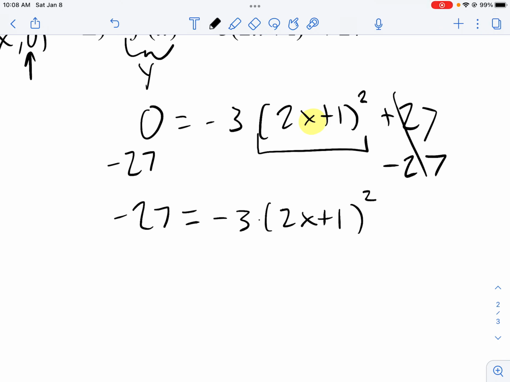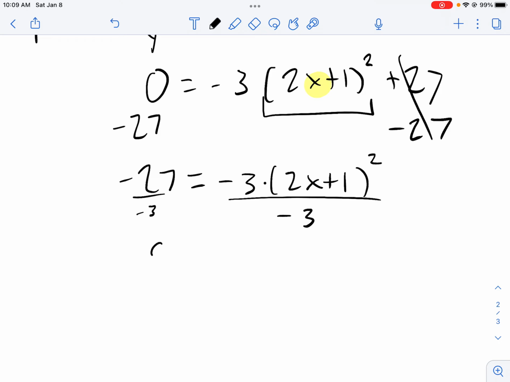And then, because that negative 3 is being multiplied to the parentheses, we divide that negative 3 out. And we get positive 9. So negative 27 divided by negative 3 is positive 9. Equals, and then negative over negative, same thing over the same thing, we get positive 1. So that simplifies out. We don't have to write the 1 though. And we get 2x plus 1, quantity squared.